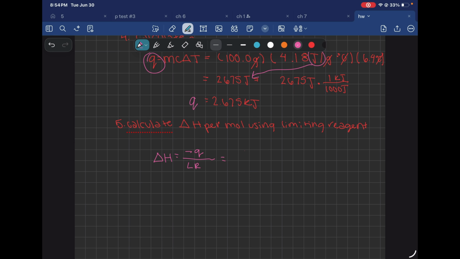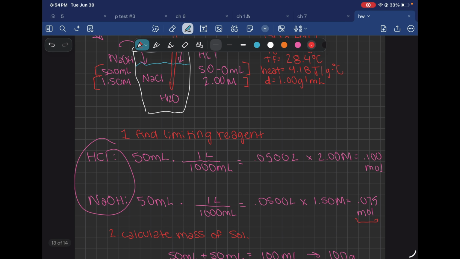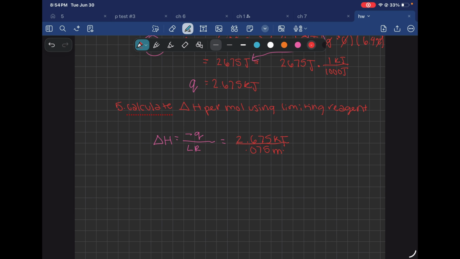Let's plug in these numbers. We have 2.675 kilojoules divided by our LR, which is 0.075 moles, which equals negative 35.7 kilojoules. None of the units cancel out, so we bring all of our units down: negative 35.7 kilojoules per mole. And this is our answer.